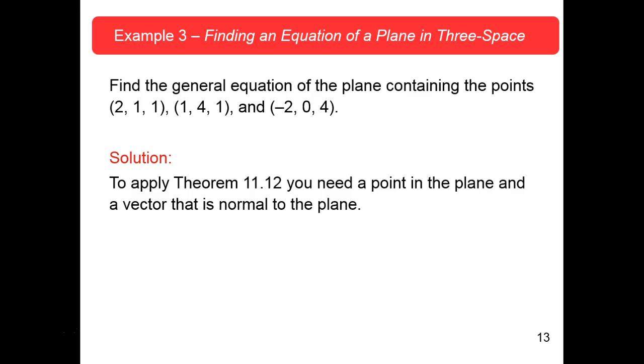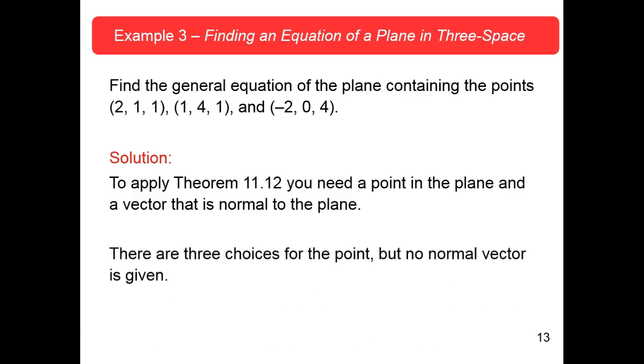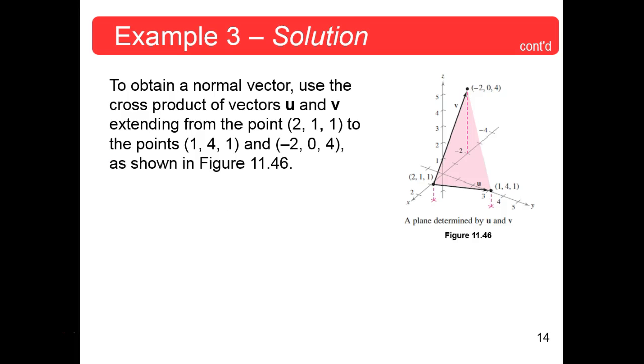To apply Theorem 11.12, you need a point in the plane. You've got 3 of them. Choose any one. And a vector that's normal to the plane. That's where the rub comes. So how do you get that? There are 3 choices for the point, but no normal vector. Okay, so what do we do? We pick any 2 vectors from those 3 points.